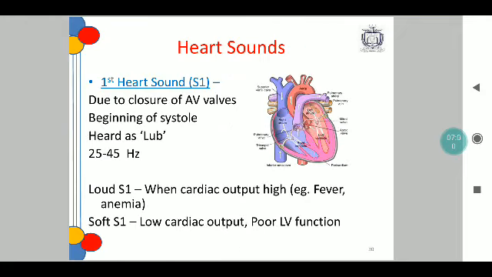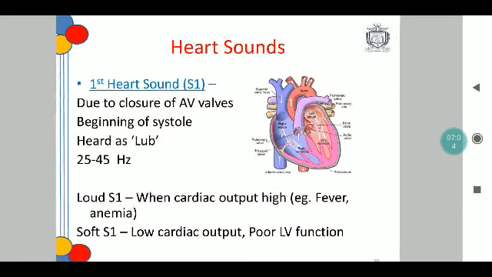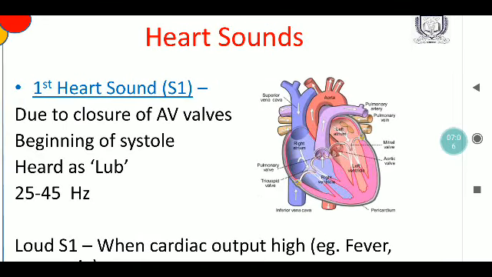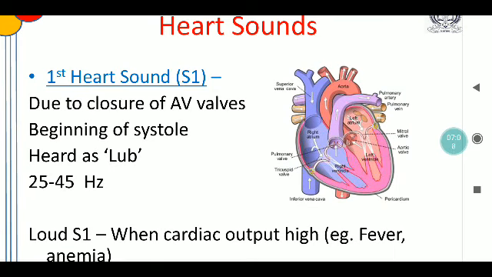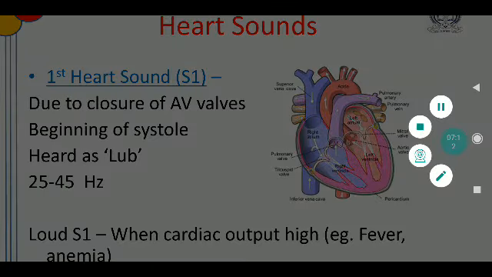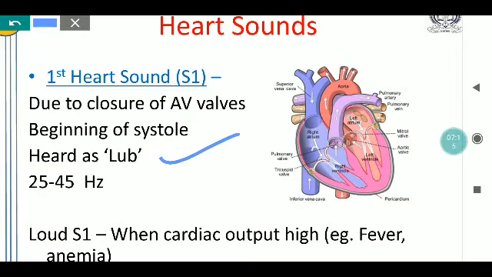The first heart sound is produced because of the closure of the AV valves. And as we know, the AV valves are nothing but the mitral valve and the tricuspid valve. The first heart sound occurs at the beginning of systole and is characteristically heard as a lub sound. And the frequency of it is 25 to 45 Hz.